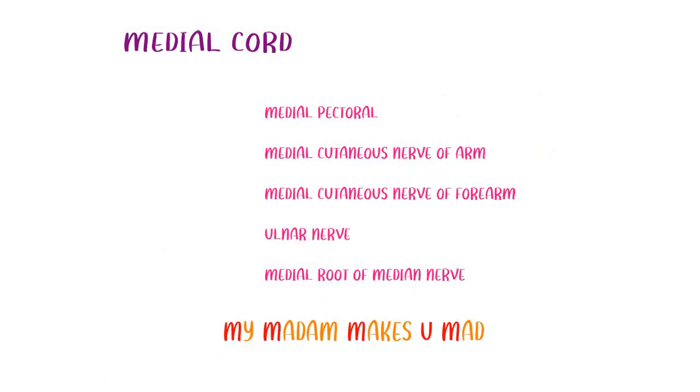Here is a mnemonic to memorize these nerves in a sequence. My madam makes you mad. Here M stands for the medial pectoral nerve. This M is for the medial cutaneous nerve of the arm. This M is for the medial cutaneous nerve of forearm. U is for the ulnar nerve, and M is for the medial root of median nerve.